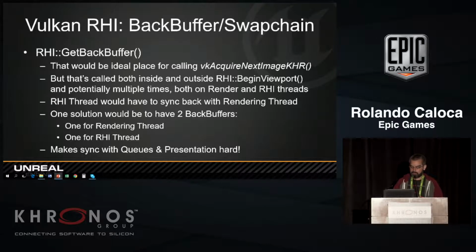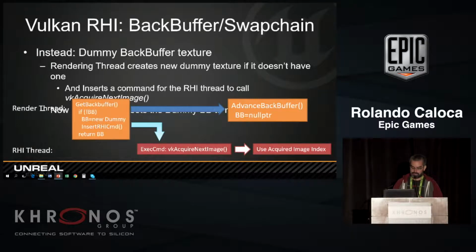So this means the RHI thread has to talk back to the rendering thread, which we don't want, because the pattern is game to render to RHI to Vulkan. One solution would be to have two back buffers, but then we would still have to synchronize, and we also have to synchronize with how the queues work and the presentation. So instead, what we did is we make a dummy back buffer texture.